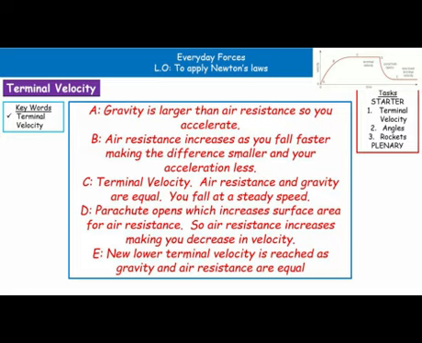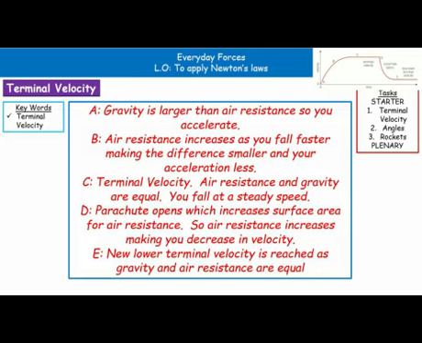Either way works fine. Then, because we can see on our graph between A and B, obviously we're increasing our velocity. What we're also seeing is that as a result of that increased velocity, air resistance will increase. So what's going to happen there is we've got a smaller difference between our air resistance and our force of gravity.